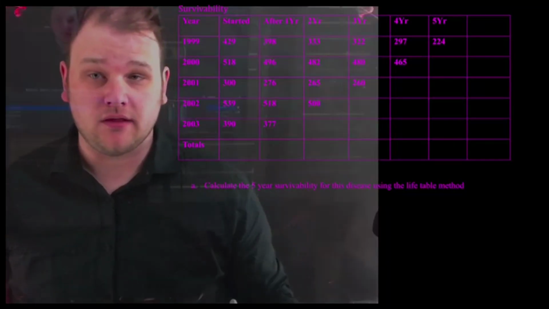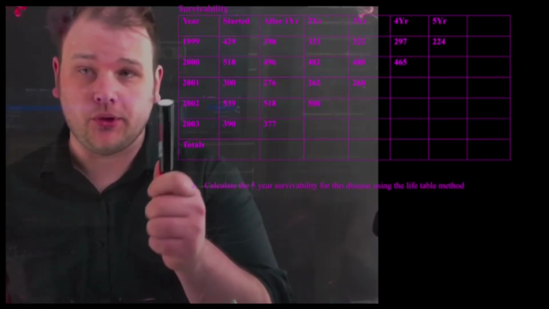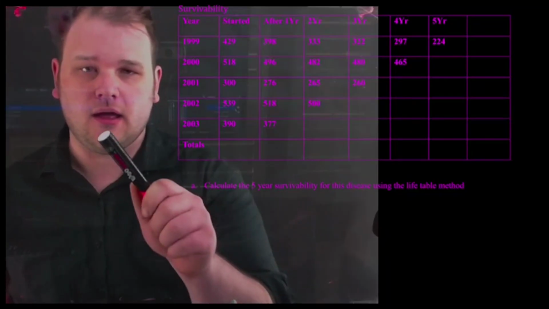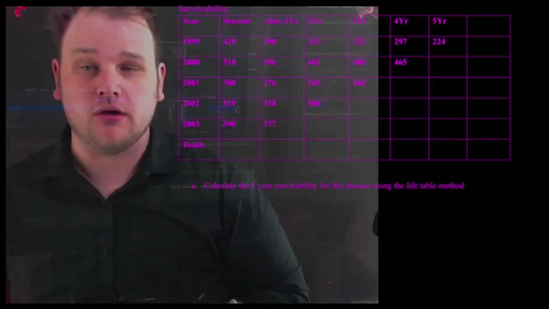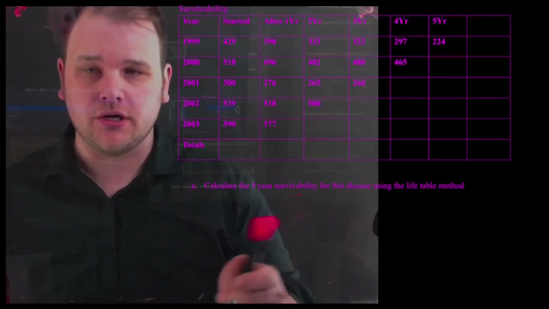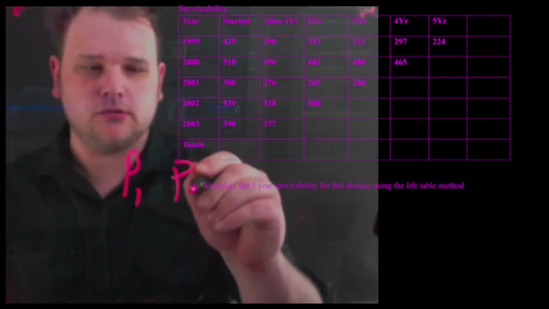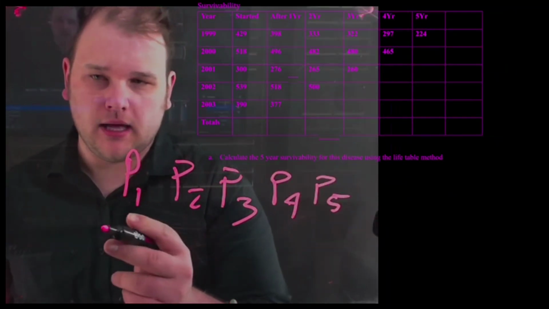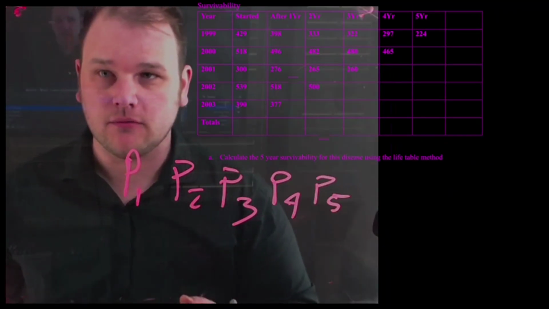So to calculate the overall 5-year survivability, we need to calculate the survivability of each year, from year 1 to year 5, and then multiply those. So I'm going to go over that with you, but what we are solving for first is the probability of each year. So we need P1, P2, P3, P4, P5, and each one of these is going to be a decimal number under 1, or a percentage if you wish to convert it.